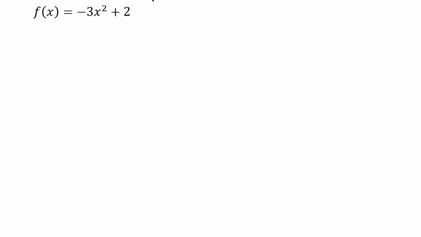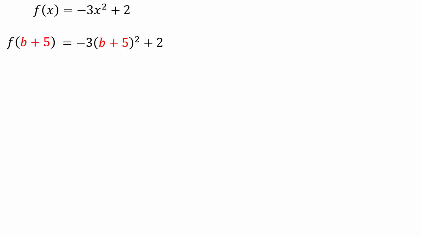Let's try a few more. We have f of x is equal to negative 3x squared plus 2, and we want to find f of b plus 5. Anywhere you see an x, replace it with b plus 5. We have f of b plus 5 is equal to negative 3 times (b plus 5) squared plus 2.